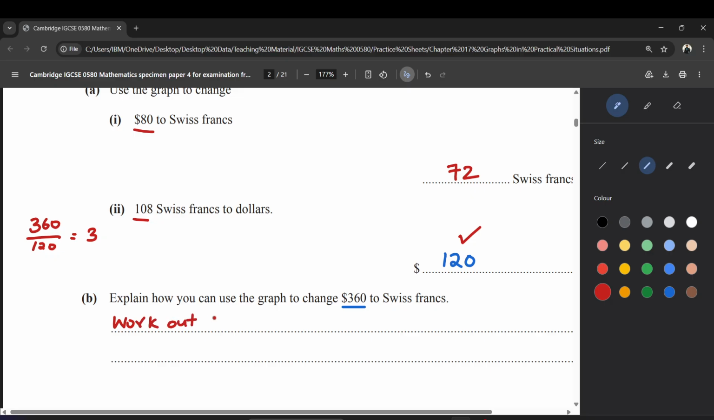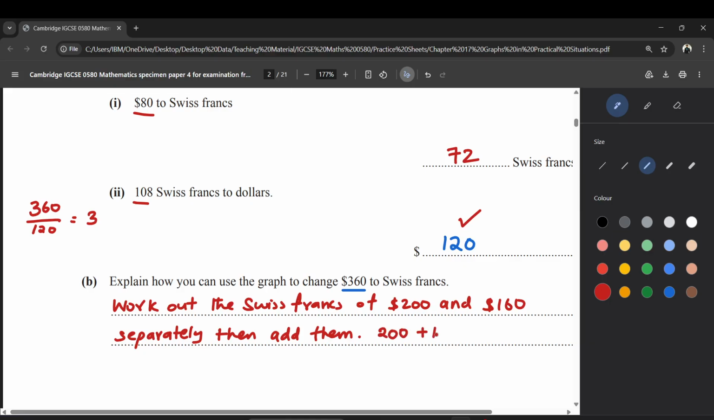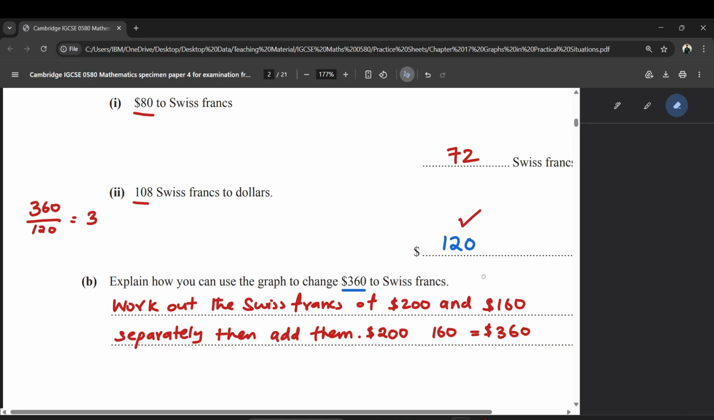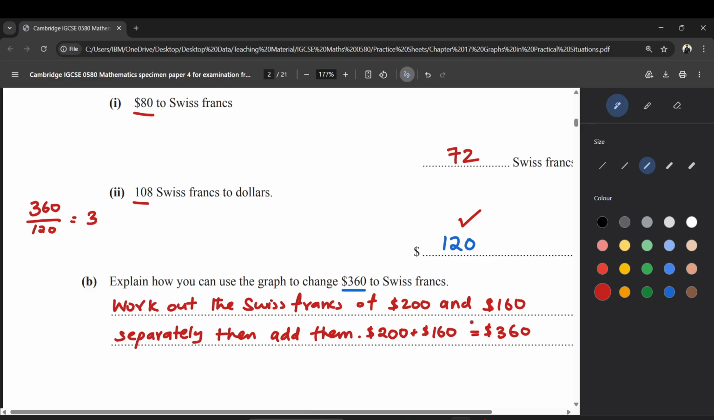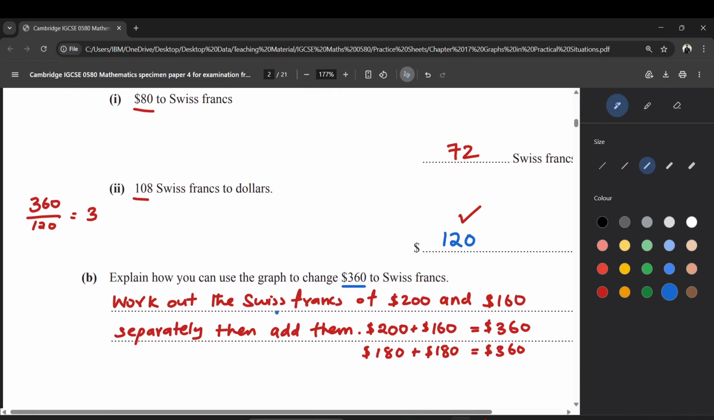Work out the Swiss francs of $200 and $160 separately, then add them. Here we can say that $200 plus $160 is equal to $360, isn't it? Now, you can also use a different combination. It's not necessary to just use 200 and 160. You can use $180 plus $180, which is also equal to 360. You can read the value for 180 and then just add it twice or multiply that by 2.